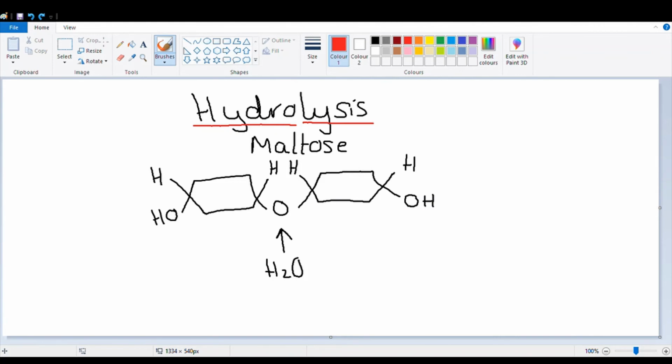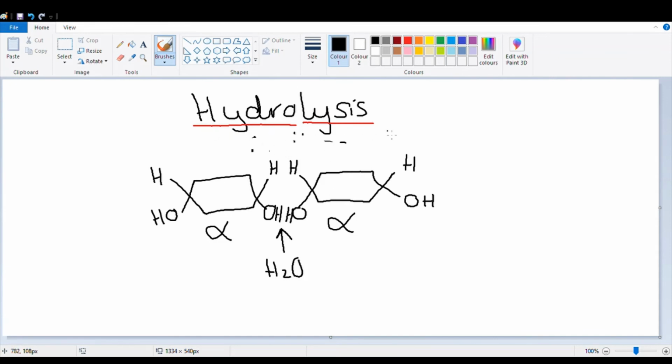And when this happens, this glycosidic bond splits, and instead of maltose, we end up with our 2 alpha glucose subunits. Those hydroxyl groups are a bit poorly drawn. I underestimated the amount of space I would need, but yes.